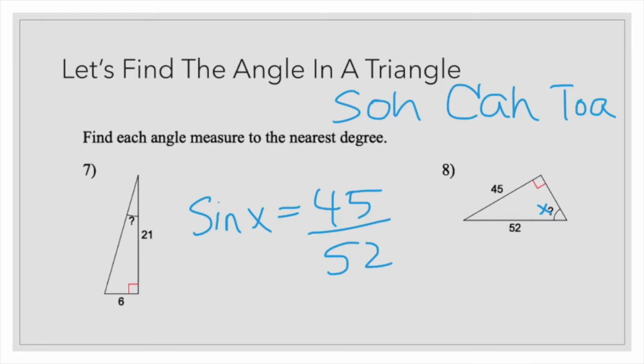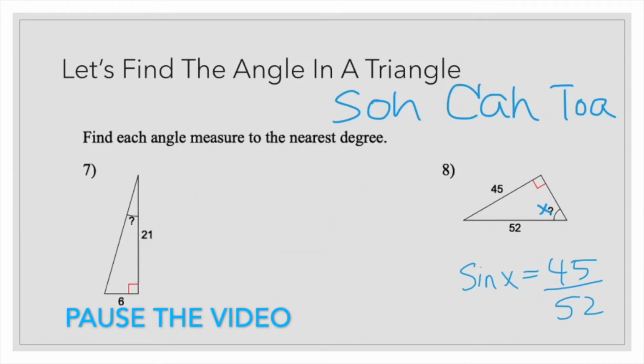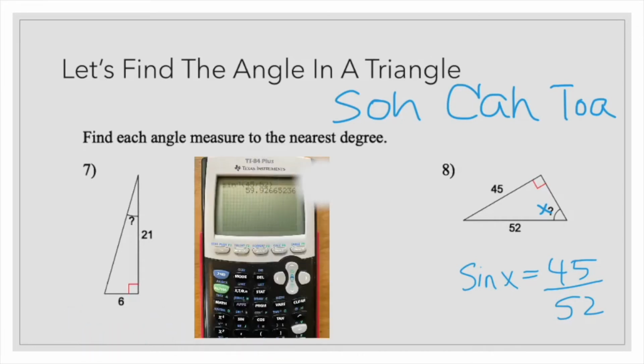Pause the video, go ahead and do second sine 45 over 52 and come on back. Okay, we got 59.9, and the way we did that was we used the second and the sine button to get this inverse sine. And when we round this to the nearest degree, that's going to be 60 degrees. Let's move on.